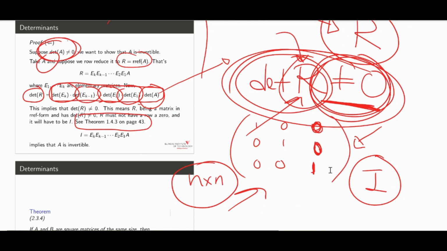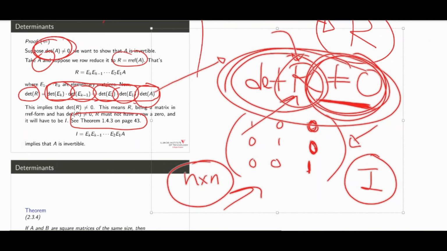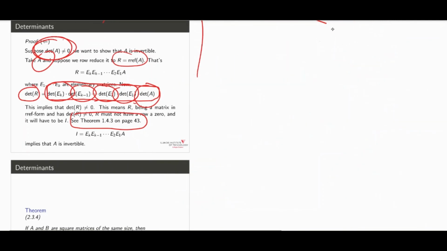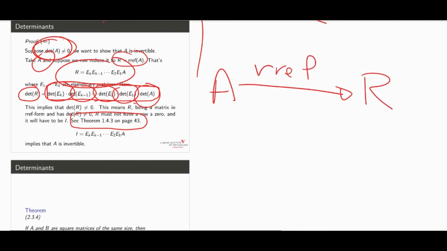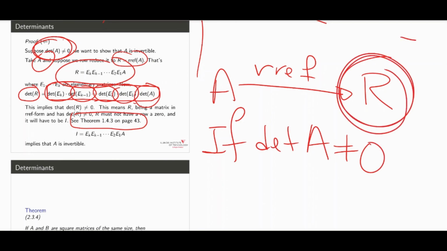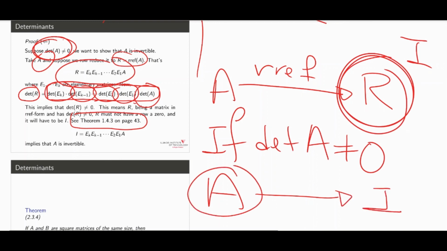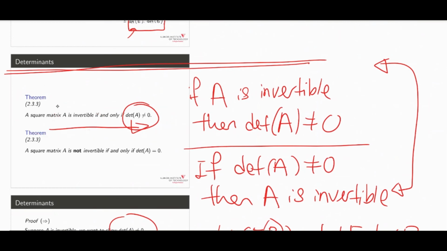Which means, let's get rid of all this. What does it mean? It means that you take A and row reduce it to an RREF matrix. The hypothesis is that the determinant of A is not equal to 0, so your R here is I. Which means if the determinant of A is not equal to 0, you can row reduce A to I, which means your A is invertible. So that proves this direction: determinant of A not equal to 0 implies A is invertible. We have shown that, and that completes the proof of this theorem.